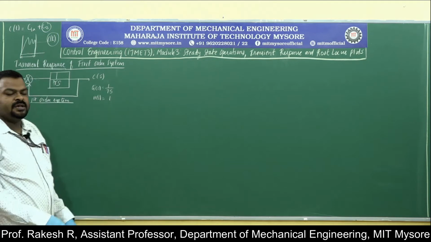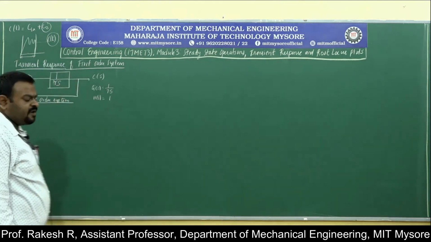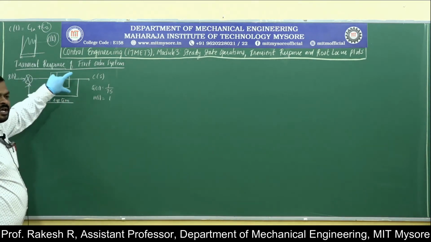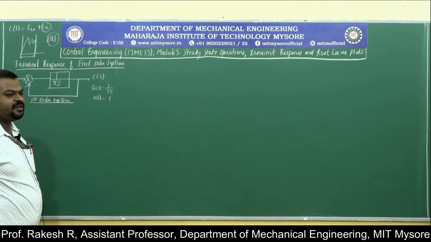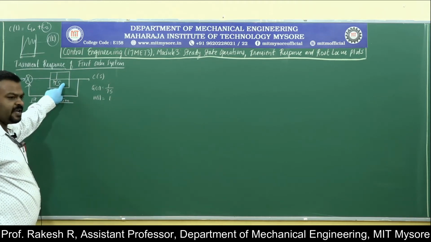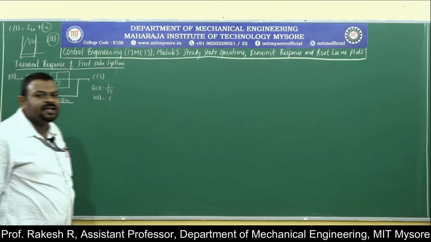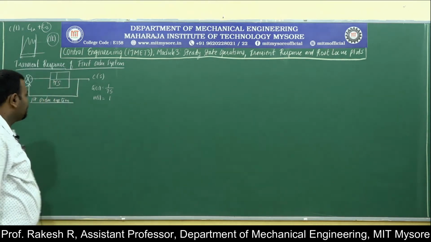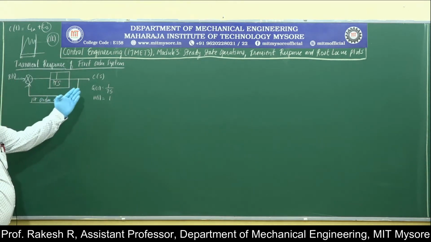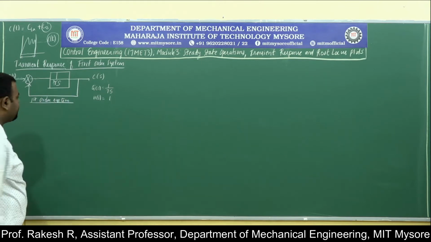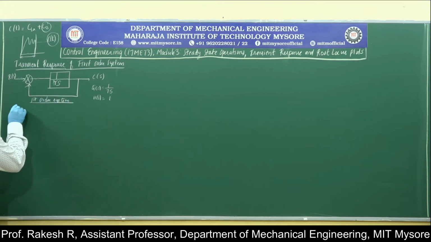How to obtain C of t? To obtain C of t, first we need the closed loop transfer function. This will be in terms of s, and after that if we take the inverse Laplace transform we will get t. Let us obtain the closed loop transfer function for the system.